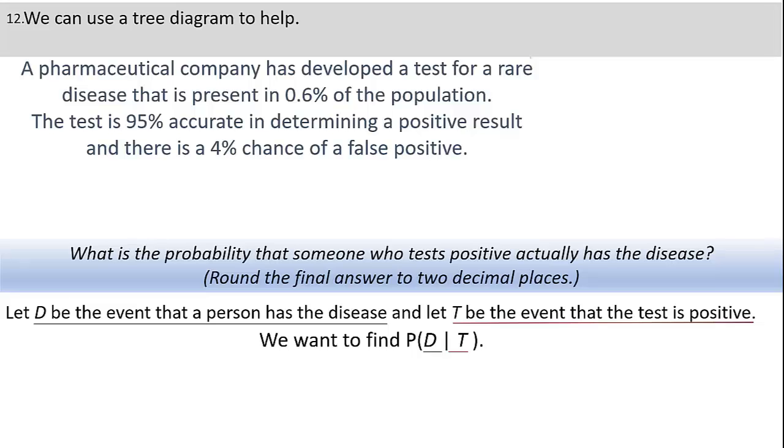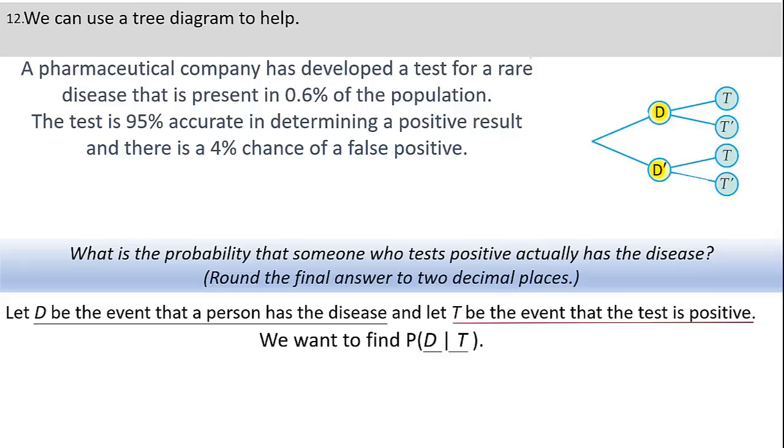I like to use tree diagrams. It helps me visualize what's going on. So I'm going to use a tree diagram here. A person either has the disease or doesn't. So on the tree diagram, I start out with a branch going to D, meaning that person has a disease, and then I'm doing a branch for D prime or D complement, which is going to be the probability that the person does not have the disease.